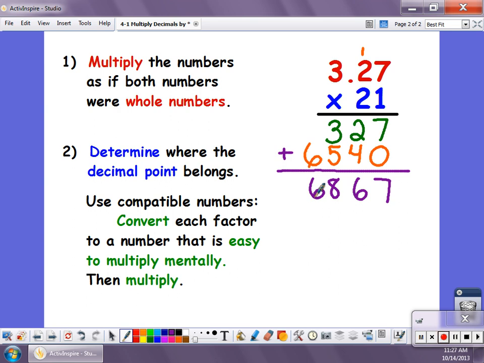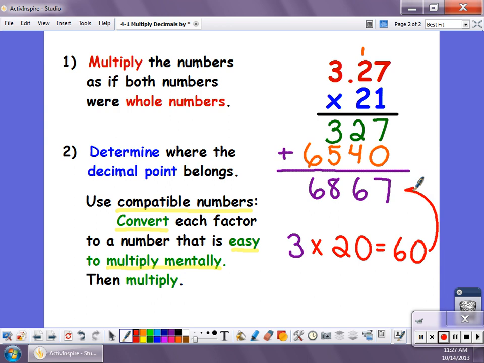Now for this problem, I'm not going to use estimation. I'm going to use something called compatible numbers. Compatible numbers are numbers that we can multiply in our head very easily. So we're going to convert each number to a number that we can multiply in our head very easily. 3 and 27/100, I'm going to change to just 3. Now 21's a little different. It's already a whole number, but I'm going to change it to a number I can multiply very easily times 3, which is going to be 20.